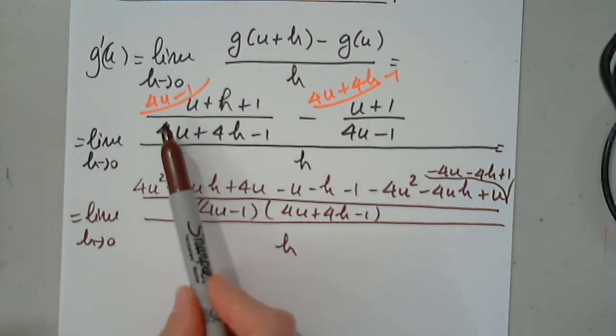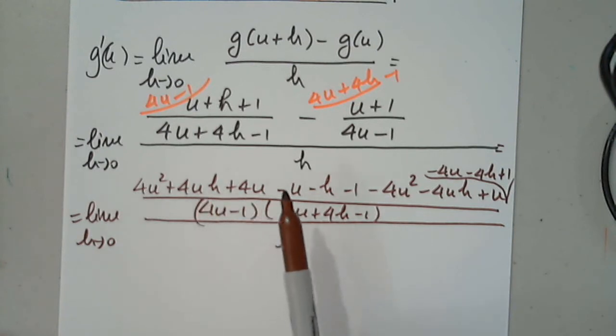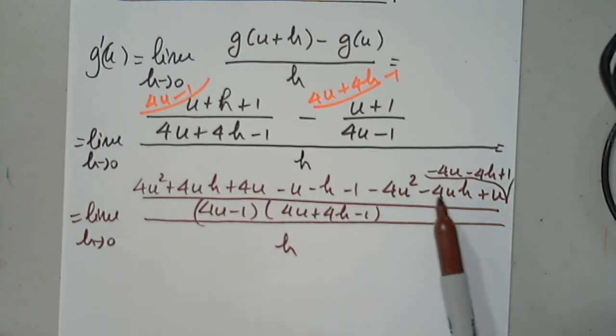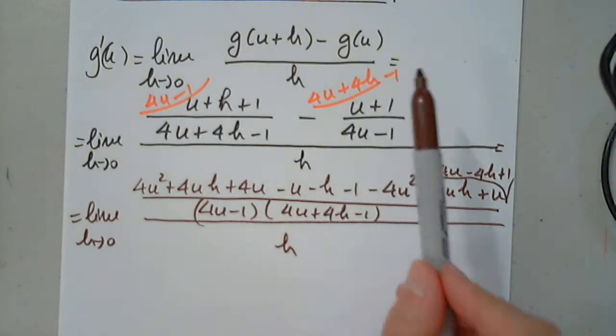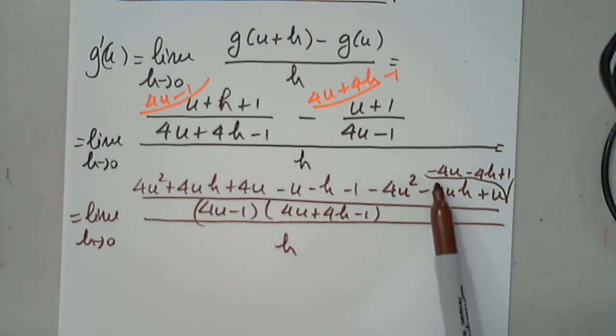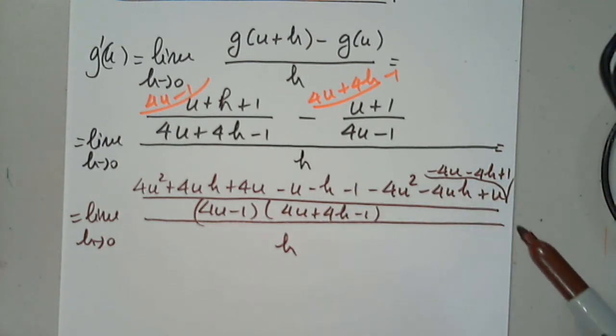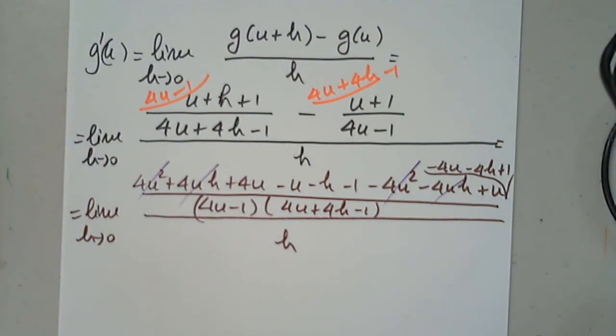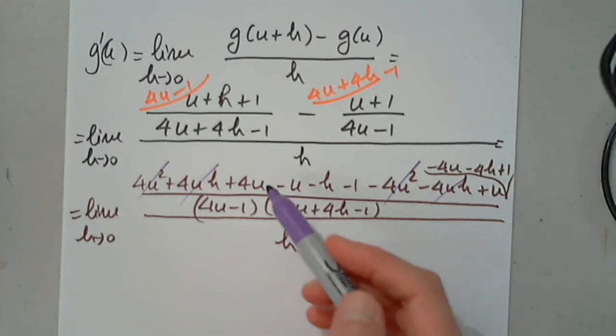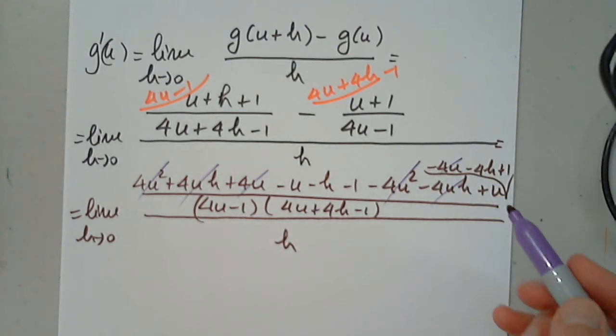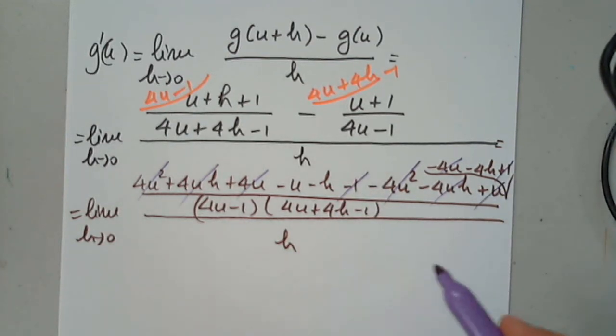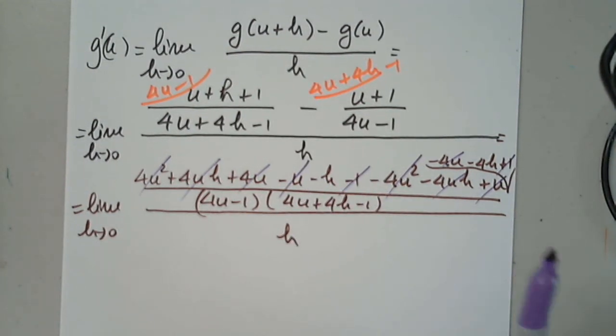Now I'm checking again. 4u squared plus 4uh plus 4u, correct. Minus u minus h minus 1, correct. Minus 4u squared minus 4uh and plus u, correct. So now minus and plus, that's correct. Now all terms without h must go away, and some terms with h may go away in addition to that, that's fine too. 4u with negative 4u, positive 1 with negative 1, positive u with negative u. Finally, I have negative h and negative 4h.